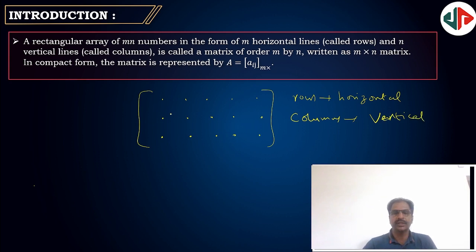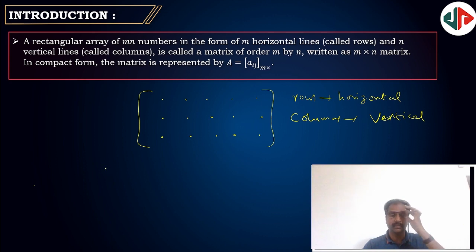So, an arrangement of numbers, either real numbers or complex numbers, which are arranged in the form of some horizontal lines and in some vertical lines. That horizontal lines are known as rows and vertical lines are known as columns. That arrangement is said to be a matrix.